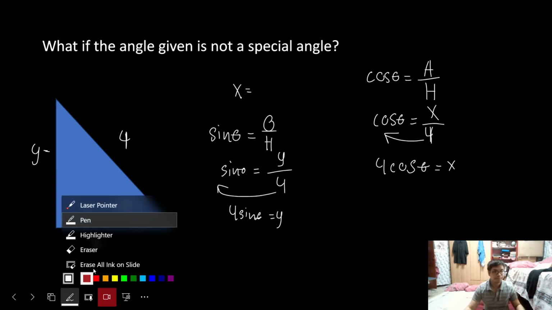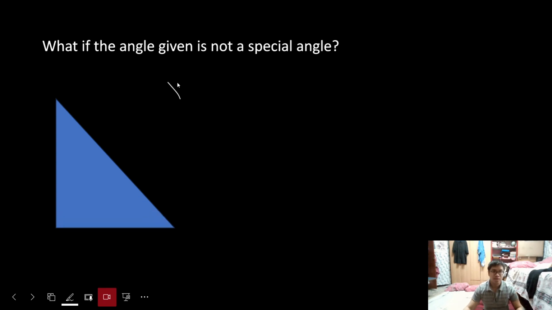So therefore, your x component would be hypotenuse times cosine theta. And for your y component, hypotenuse times sine theta.